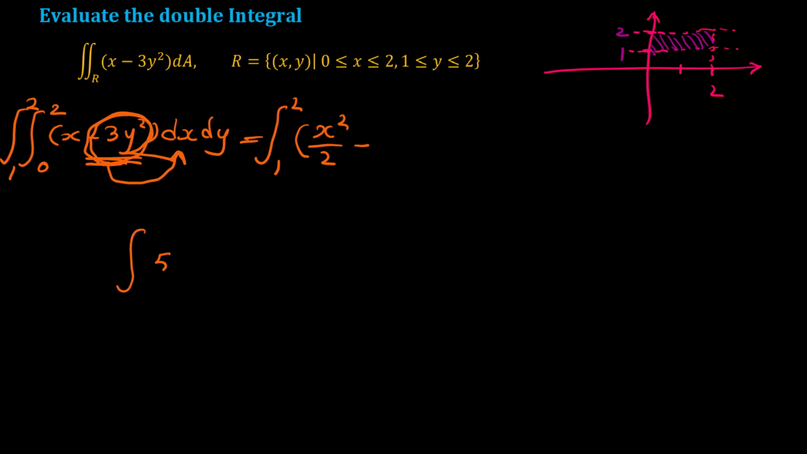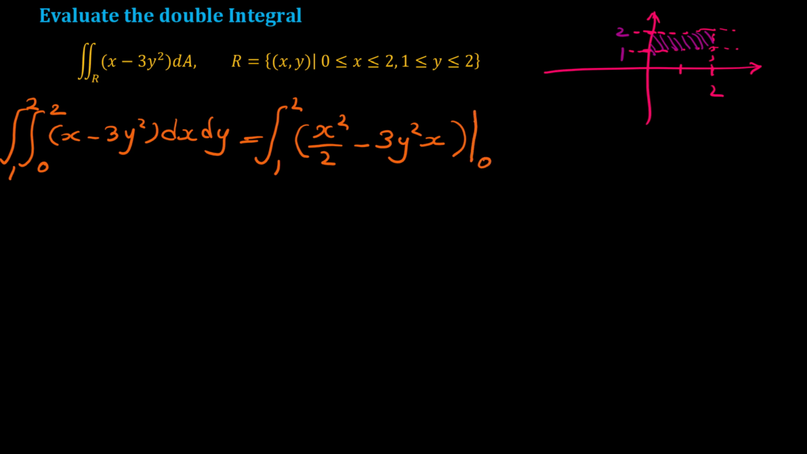For example, this is like 5 dx. What is the integral of 5 dx? 5x. So this is a constant. We put the constant, and the integral of dx is x. So what is the integral of 3y to the 2? It is 3y to the 2 times x. So we have x to the 2 over 2 minus 3y to the 2 x, from 0 to 2, dy.